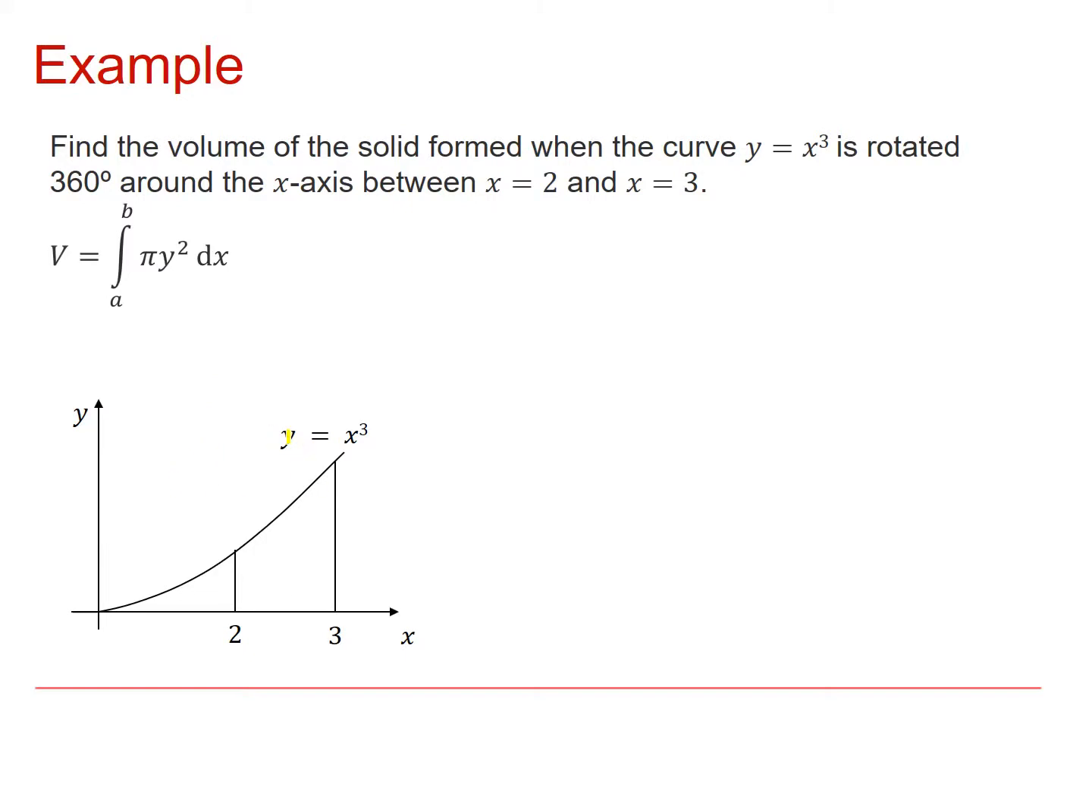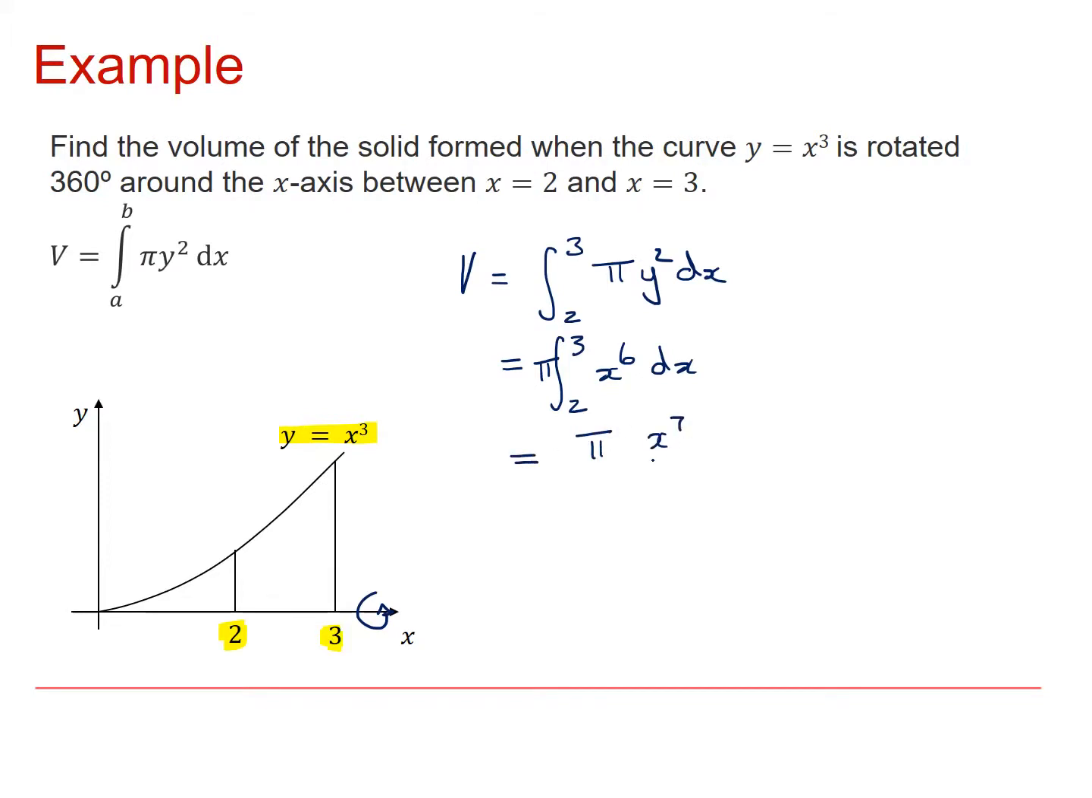Let's have a look at this example then. I've got the curve y equals x cubed, and I'm looking at the volume as I rotate about the x-axis between 2 and 3. Well, my volume is equal to the integral between 2 and 3 of pi y squared dx. Now my y in this case is x to the 3, so this becomes the integral between 2 and 3, and I'm going to move the pi outside, of x to the power 6 dx. If I integrate x to the 6, I get x to the 7 over 7, and that's evaluated between 2 and 3.